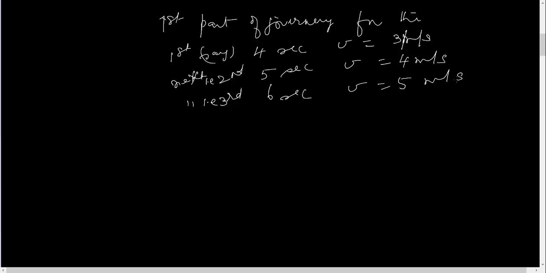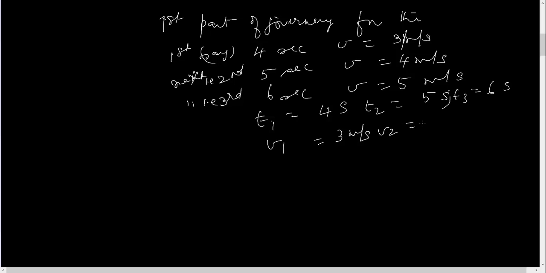So here, what are the values that are given? T1 equal to 4, T2 equal to 5, T3 equal to 6, all in seconds. Now V1 equal to 3 meters per second, V2 is given to be 4 meters per second, and V3 is given to be 5 meters per second.